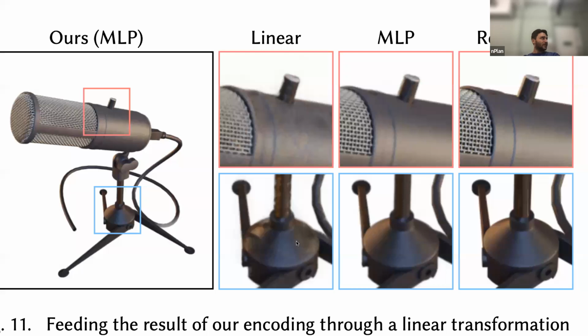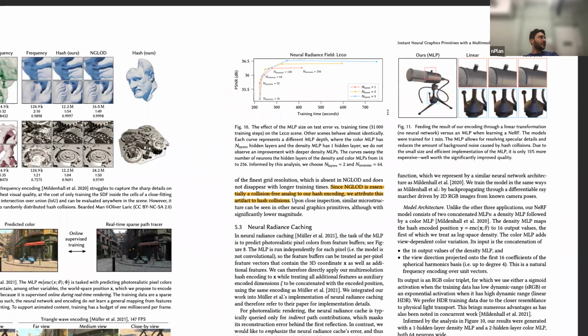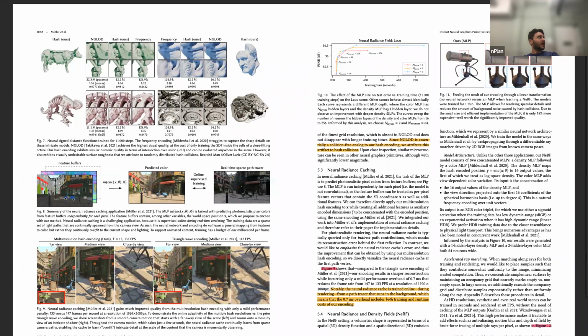So anyway, this is an experiment to show that the MLP is useful and helps increase performance. Lots of cool different images, and basically what it's showing is that we have a really simple state-of-the-art method for learning neural graphics primitives that can run in real time.